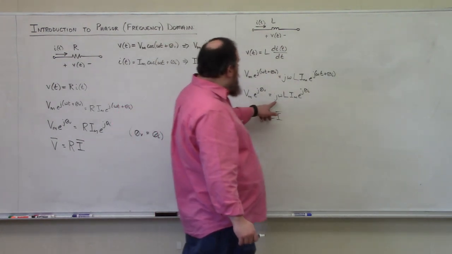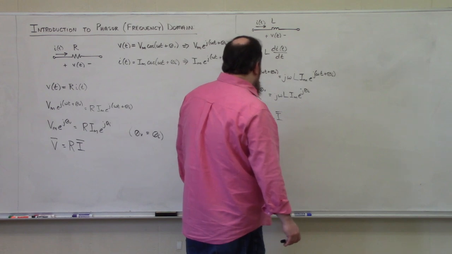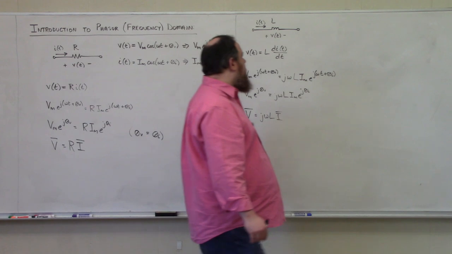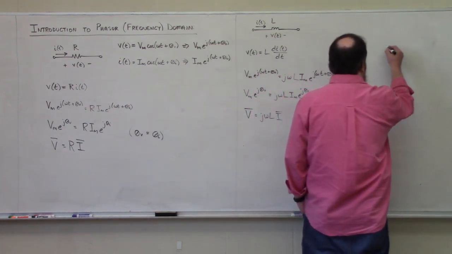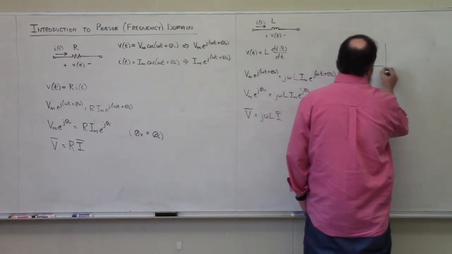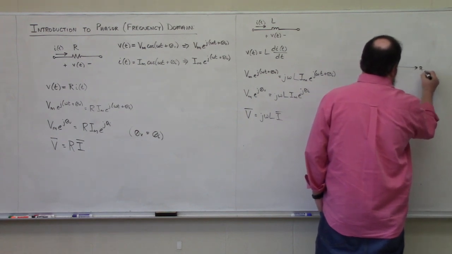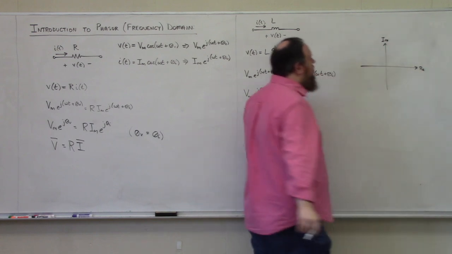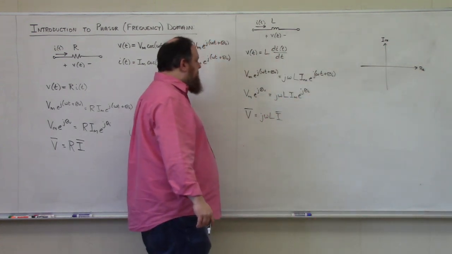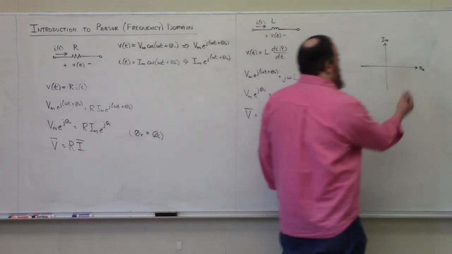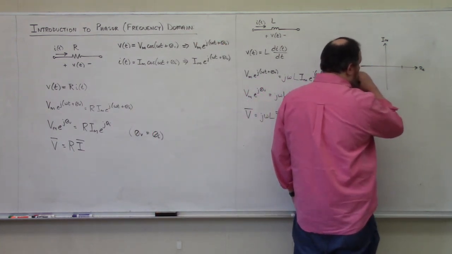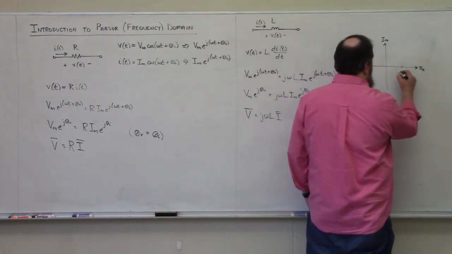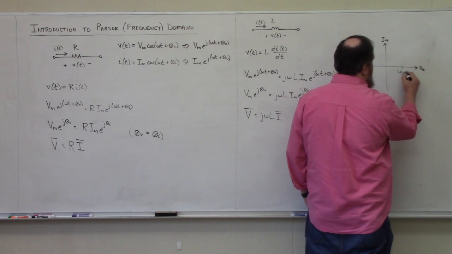Now, one thing that I want to point out here is that this j could be expressed in a slightly different way. So if I draw a complex plane where the horizontal axis is my real axis, and the imaginary axis is my vertical axis. So let's actually start before we have that. The number one unit in the real direction could be written in rectangular form as 1 plus j 0.